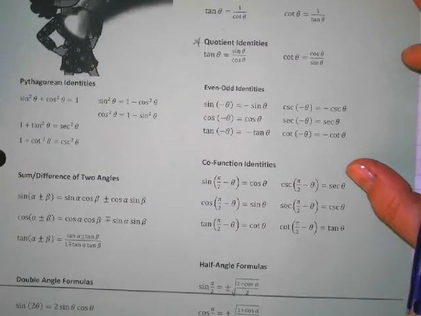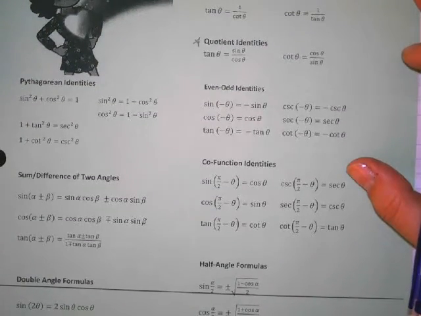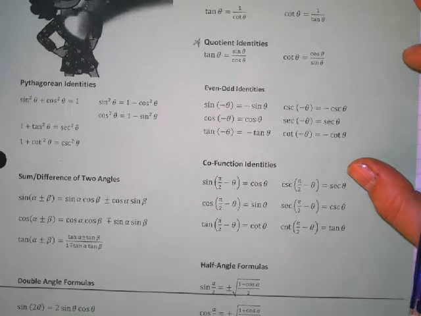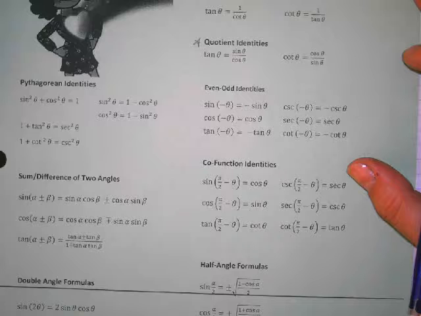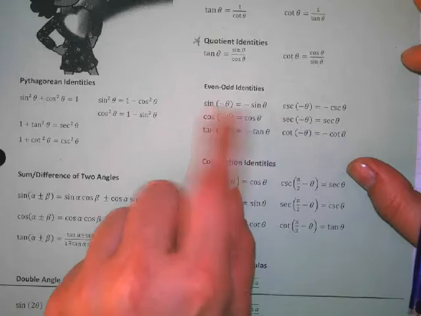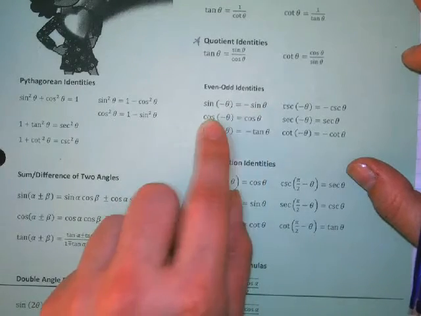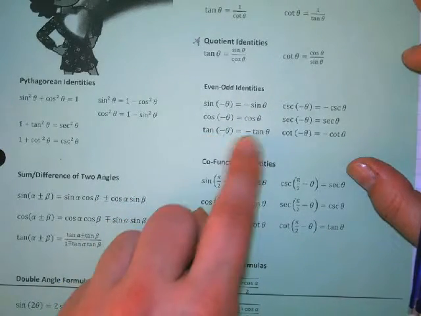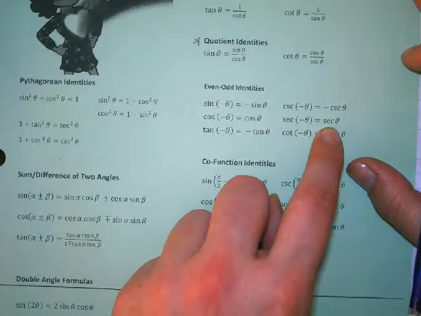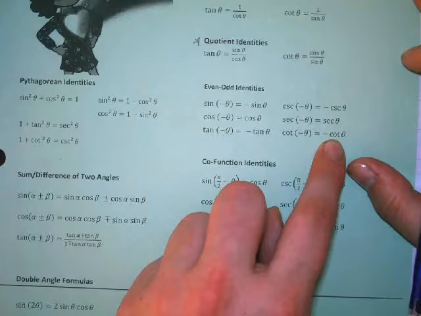The even and odd identities. Do you guys remember that we found even and odd back in the day? Well, not back in the day. It was this year. We plugged in negative x, and if it gave us the original function, then it was even. If when you plugged in negative x, it gave you the opposite sign, then it was odd. So that means that sine is an odd function, cosine is an even function, tan is an odd function, cosecant is an odd function, secant is an even function, cotangent is an odd function.